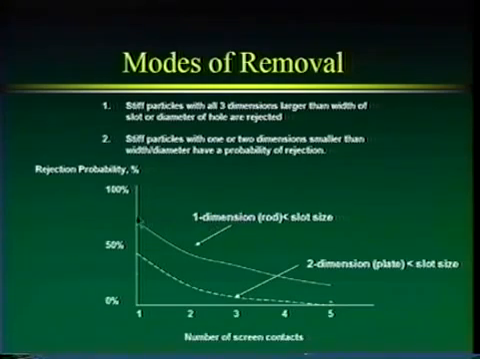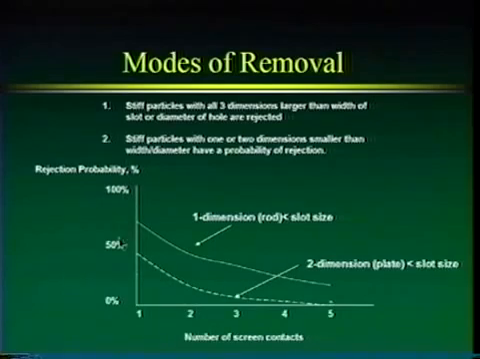So basically, we've got one dimension where it's, okay, so now let me just introduce you to the axes of this. On the bottom is the number of screen contacts. So it's the number of times your contaminant has an opportunity to present itself to the opening. Okay, so we go 1, 2, 3, 4, 5.